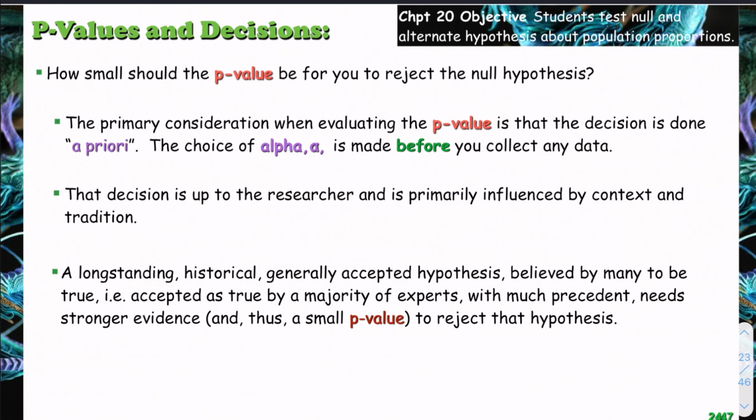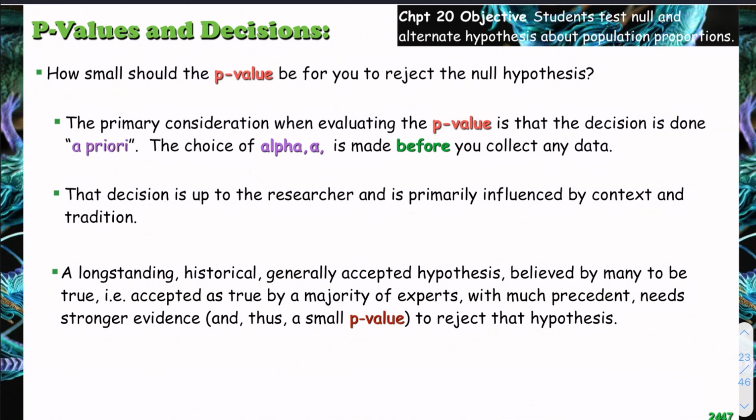And lastly, p-values and decisions. How small should the p-value be for you to reject the null hypothesis? Well, the primary consideration when evaluating the p-value is that the decision is done before, a priori. The choice of the alpha is made before you go about collecting the data. You don't make the alpha level fit your data. So that decision is usually up to the researcher. I'll generally tell you what it is, and it is primarily influenced by context and tradition.